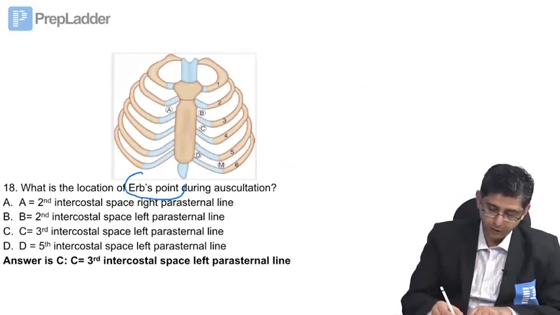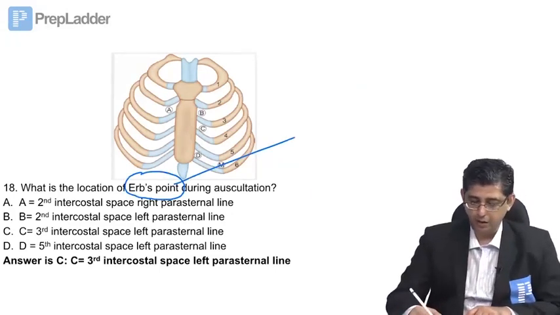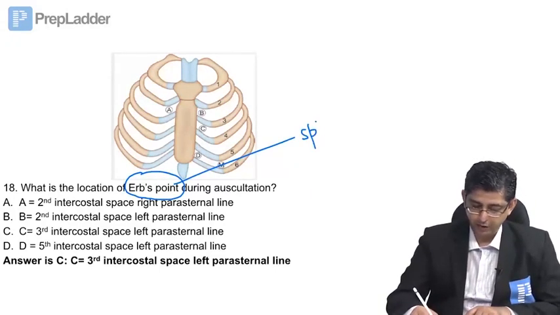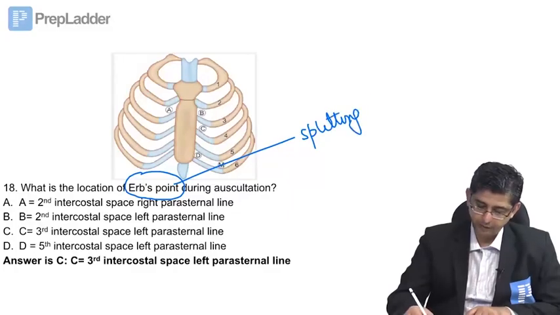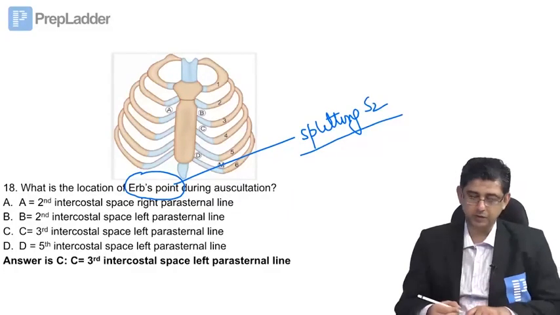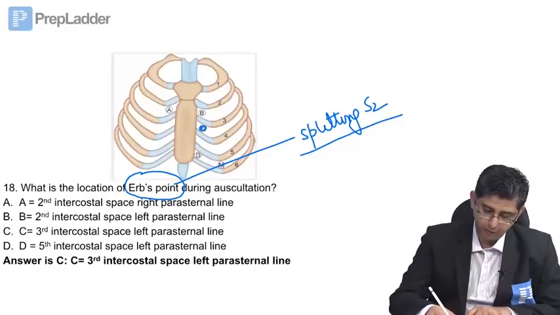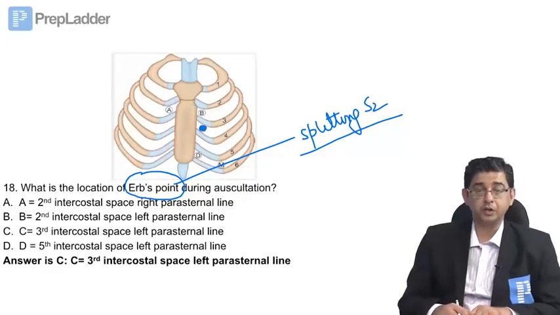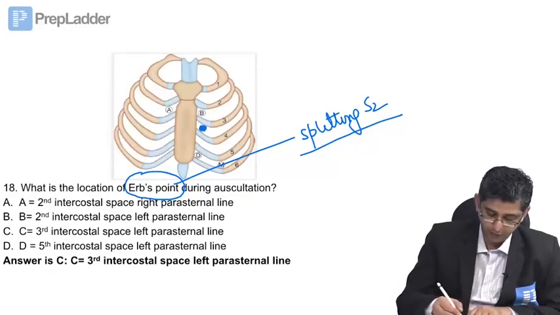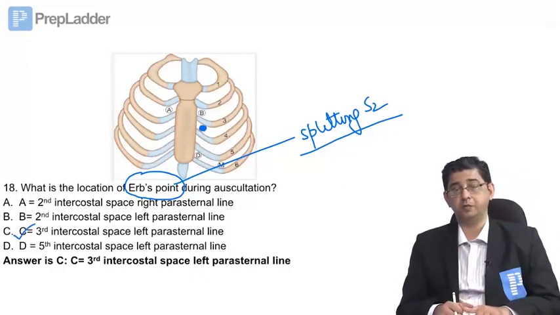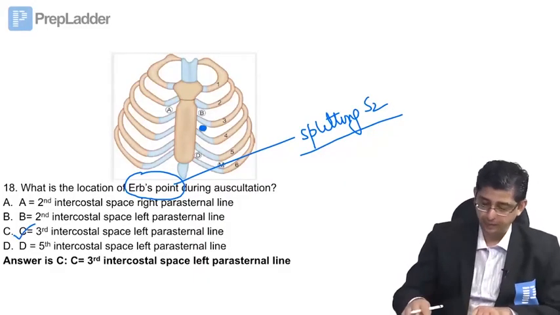What is the location of the Erb's point during auscultation? Erb's point is for evaluating splitting of the second heart sound. And splitting of the second heart sound is best heard in this area. That would be option C of the question. That would be left side third intercostal space. So the answer would be C, third intercostal space, left parasternal line in the patient.